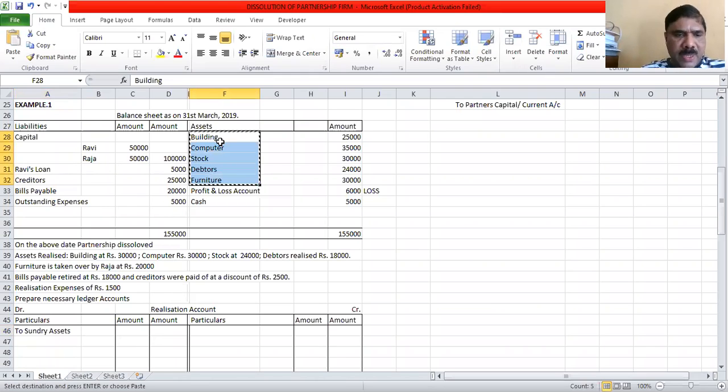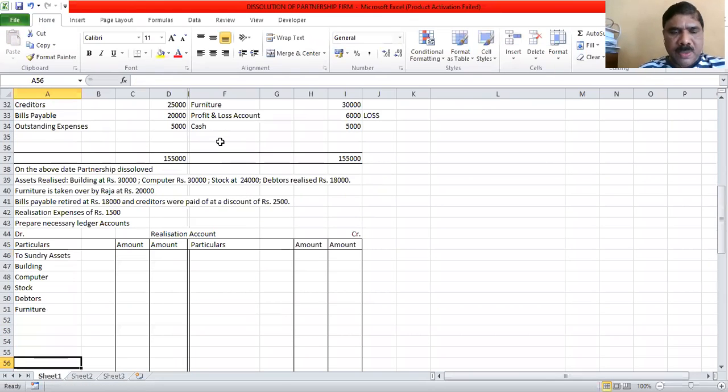All the assets will be transferred to the debit side of the realization account except cash or bank and the profit and loss account. We will also transfer the amounts.